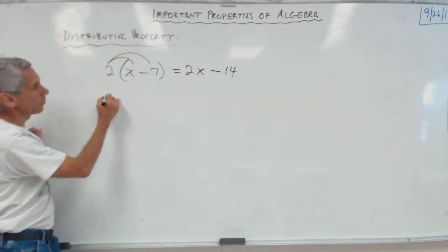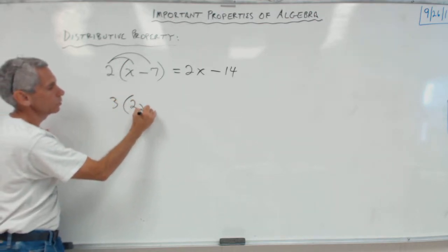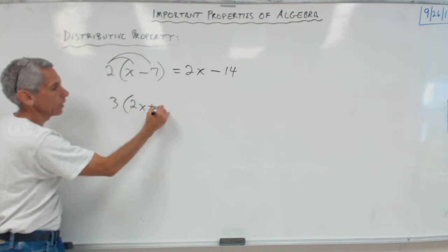All right, let's try another one. How about 3 parentheses 2x plus 12.